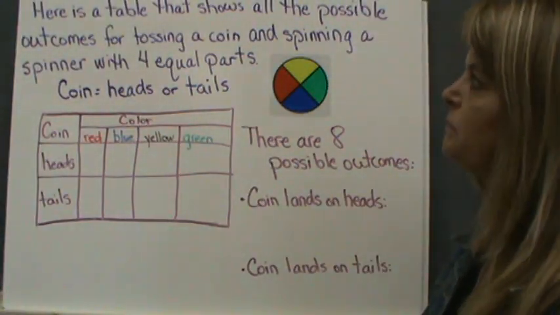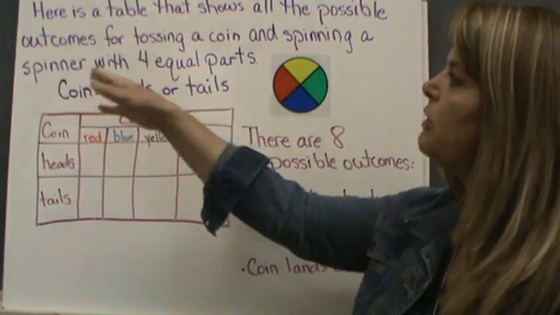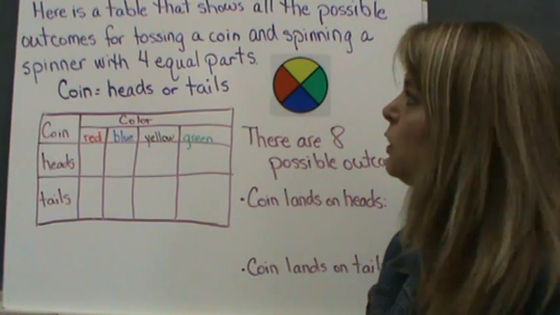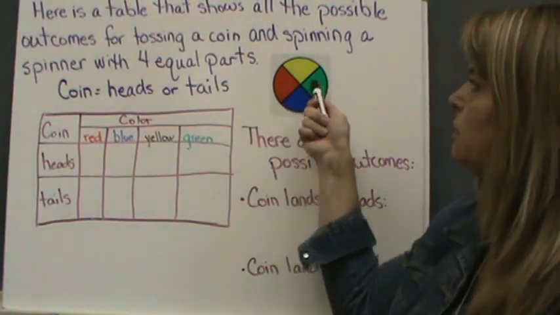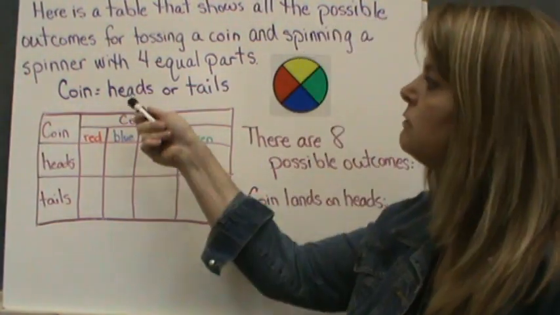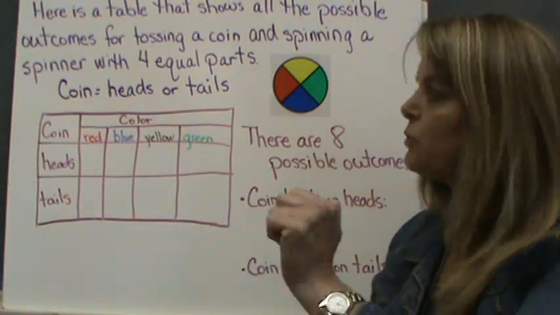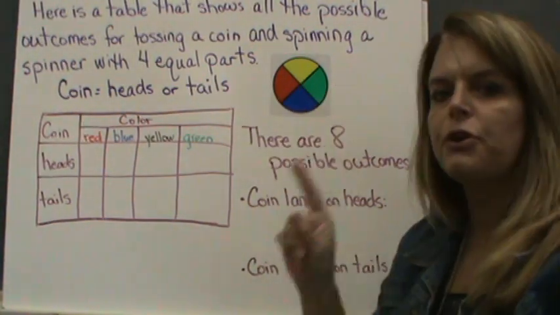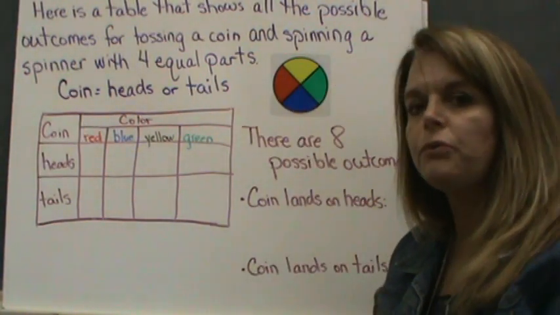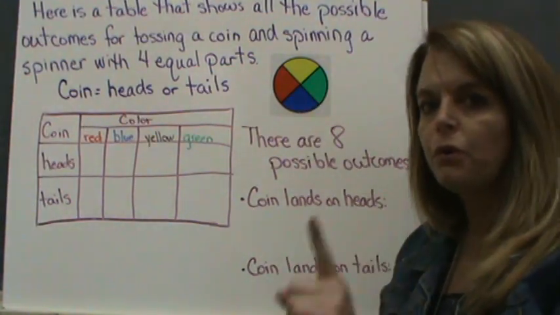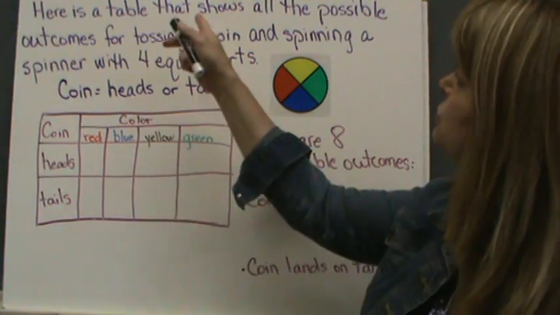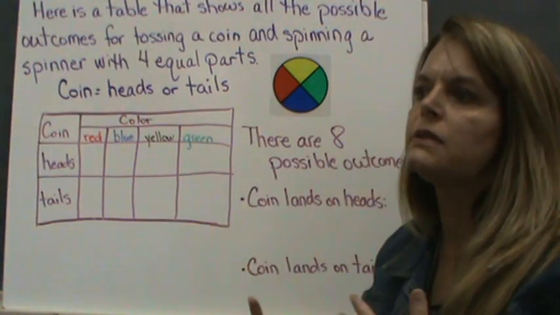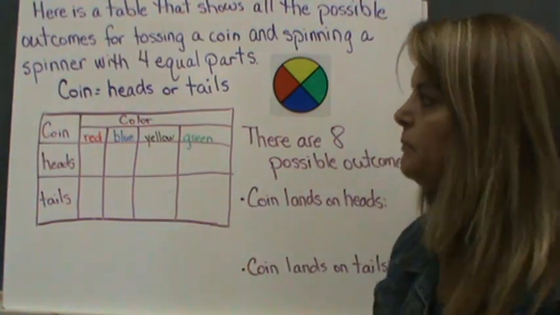Alright, here's a table that shows all the possible outcomes for tossing a coin and spinning a spinner that has 4 equal parts. Just to clarify, in one turn I'm going to toss a coin and spin the spinner 1 time each. Toss the coin 1 time, spin the spinner 1 time, and that's my turn. So what are my possible outcomes going to be on my turn?